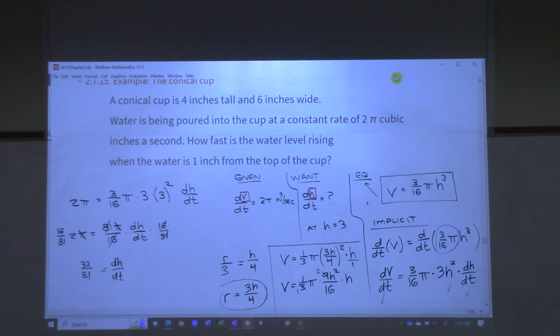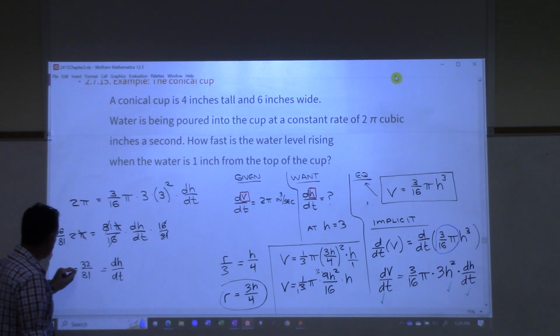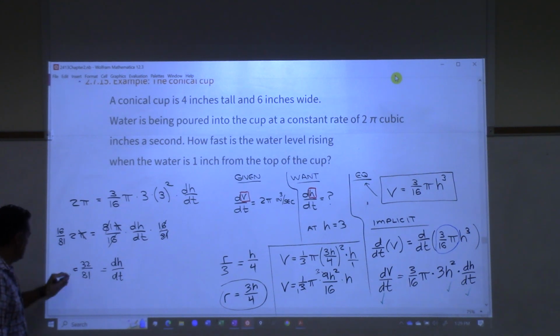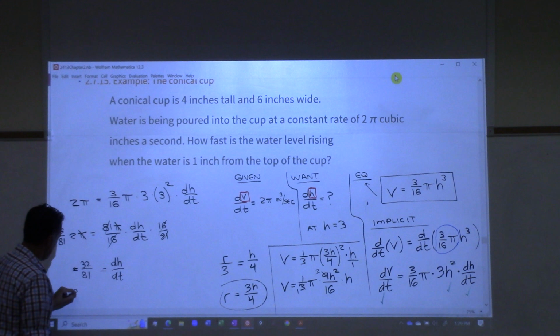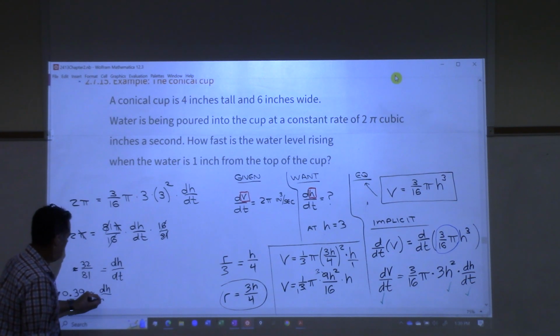And we could get that as a decimal. Did you do a decimal or no? No. Okay, I thought that's what you just did, multiplying with 16 and 2. Can someone do that real quick as a decimal? What is that approximately? Is it 0.39? 0.39-ish, somewhere around there is approximately dH/dt.